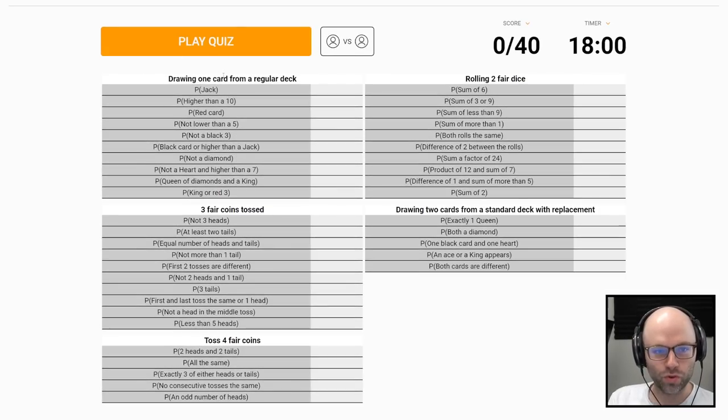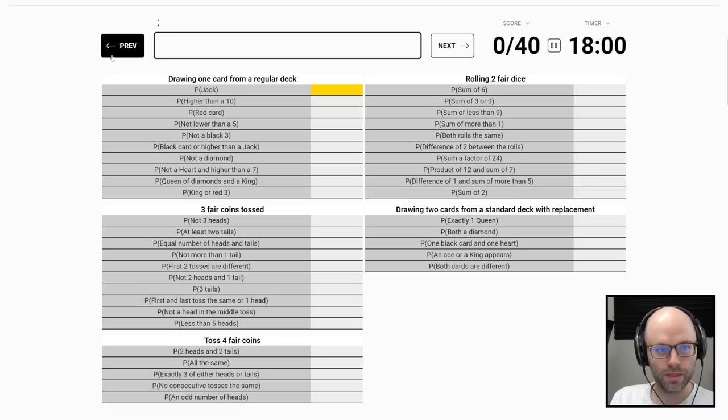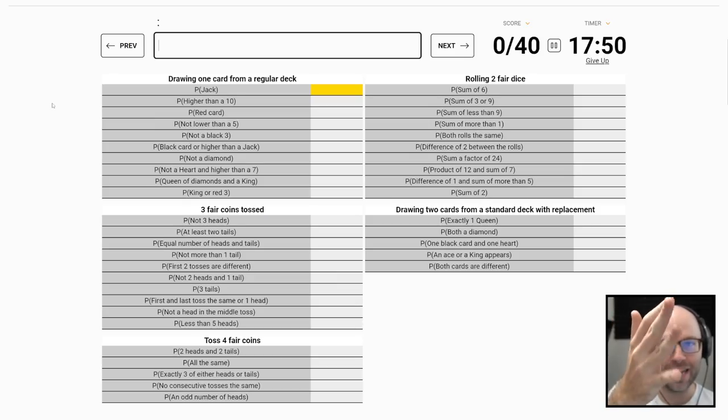Probability for drawing one card from a regular deck. All right, ready? Probability of drawing a card that is a jack. We have ace, 2, 3, 4, 5, 6, 7, 8, 9, 10, jack, queen, king. 13 cards. The answer is 1 in 13. Whoa!